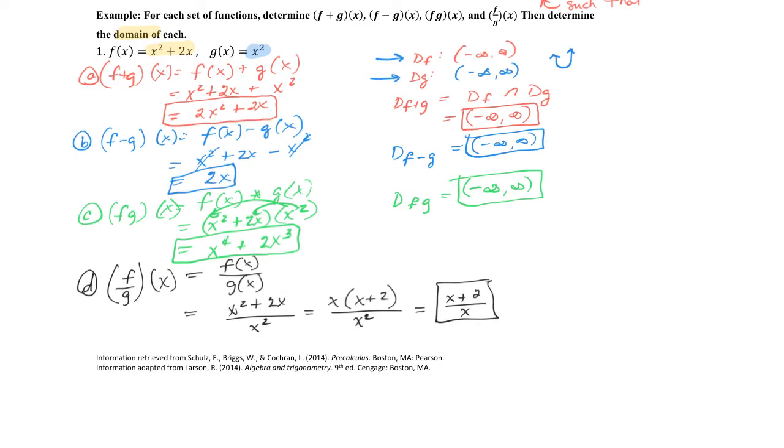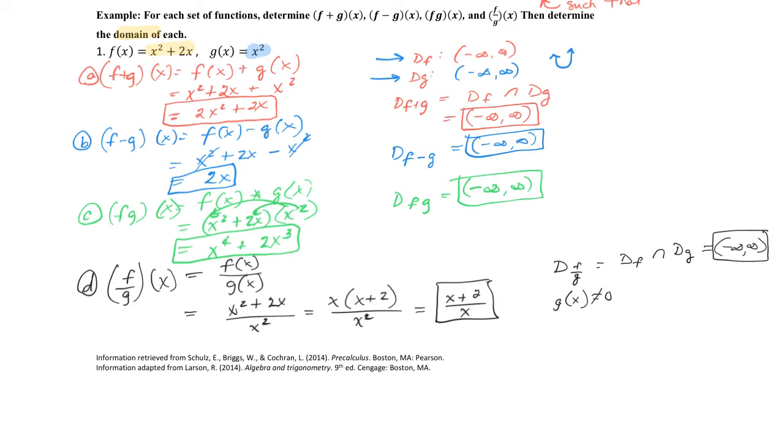That's the combination. Now, when I'm looking at the domain, this one's a little bit different. So the domain of f divided by g is still the intersection of the domain of f with the domain of g. But remember, I have that additional restriction that g of x cannot equal 0. Well, the domain of f's intersection with the domain of g, I've already found 3 times above. I know that's negative infinity to infinity. And then g of x cannot equal 0.